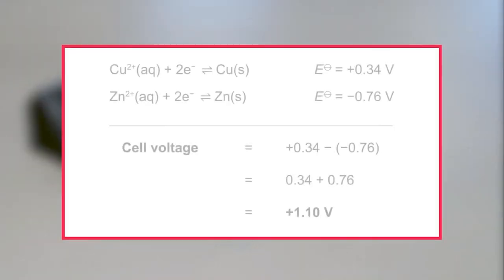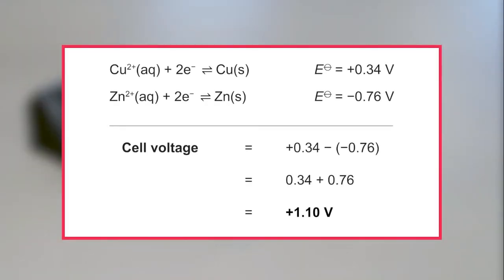The overall standard cell potential is the difference between the values of the two half cells, plus 0.34 volts for copper and minus 0.76 volts for zinc. In order to calculate the cell voltage, the less positive standard cell potential is always subtracted from the more positive standard cell potential. The positive cell voltage value indicates that the reaction is a spontaneous process.